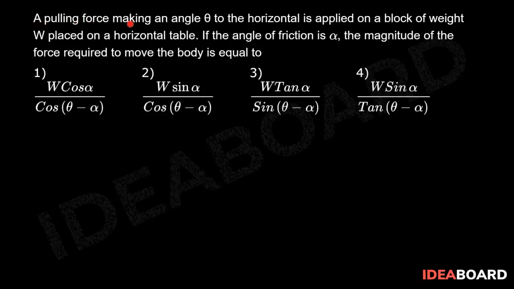A pulling force making an angle theta to the horizontal is applied on a block of weight W placed on a horizontal table. If the angle of friction is alpha, the magnitude of the force required to move the body is equal to.